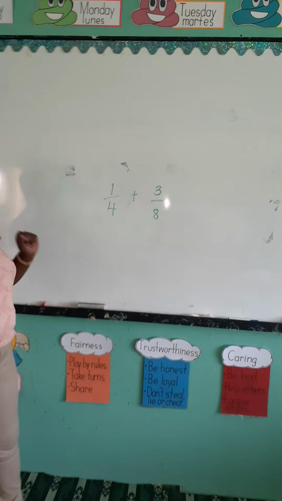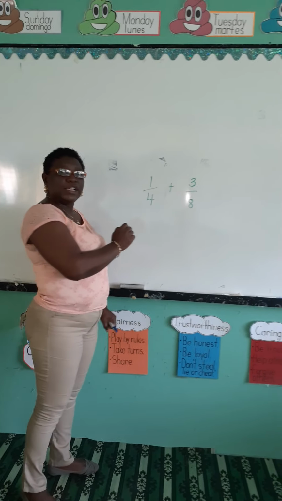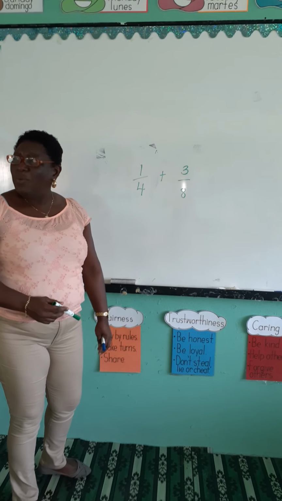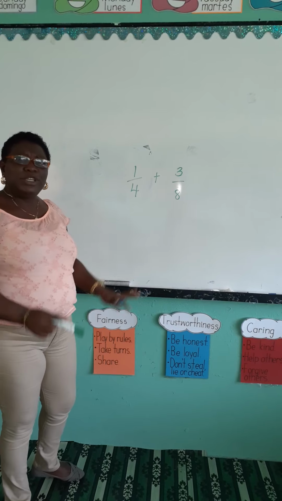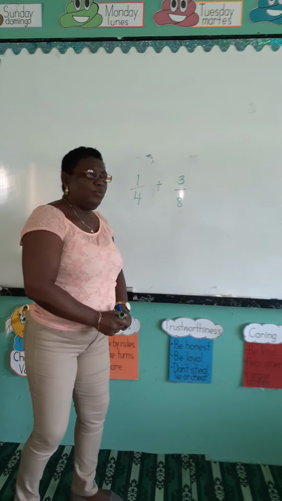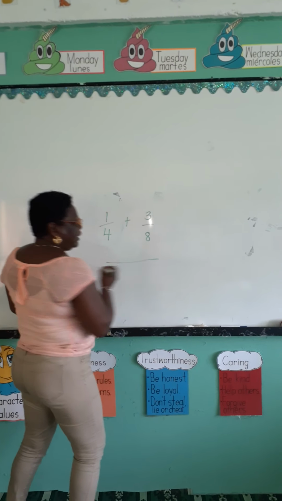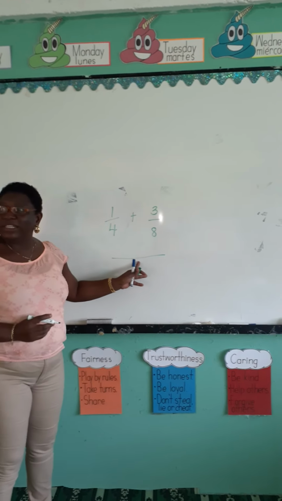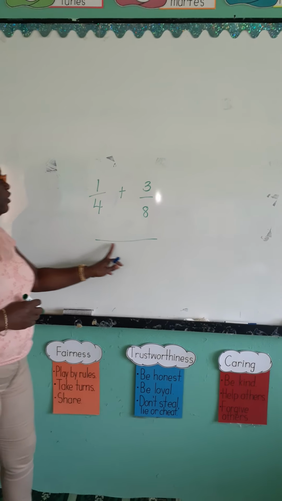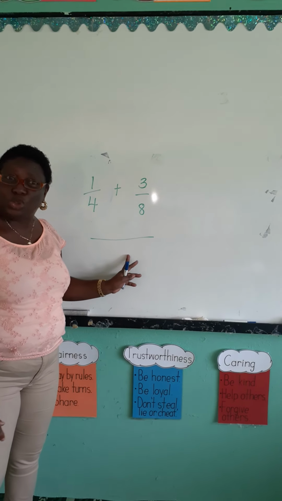So let's look at our denominators. We have 4 as one and 8 as the other. We know that these denominators are different, right? Now, remember last week, we found the LCM and wrote it underneath. But today, we are not going to find the LCM that way. I'm going to show you an easier way to do it.